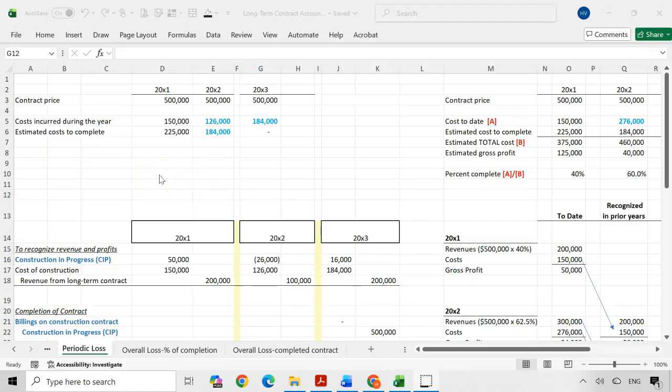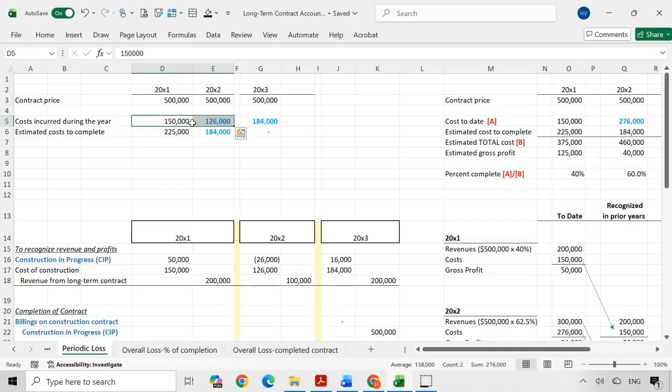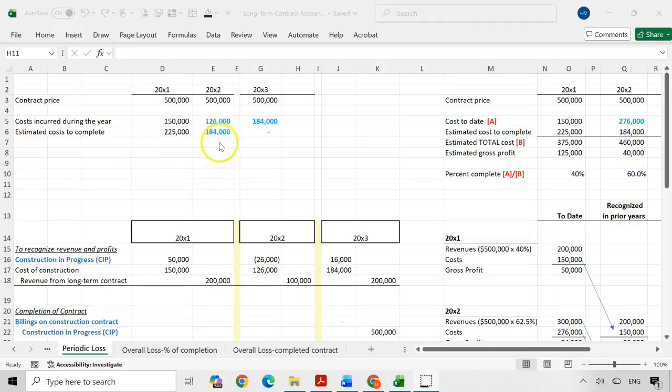Okay, so year 1 right here, the costs incurred during the year is $150,000 and $225,000 is the estimated cost to complete. That is no different than what we've seen in the prior videos. For this video, we have some different facts starting in year 2, where the cost incurred during the year is $126,000, and the estimated cost to complete is $184,000. And then year 3, the total cost incurred during the year is $184,000.